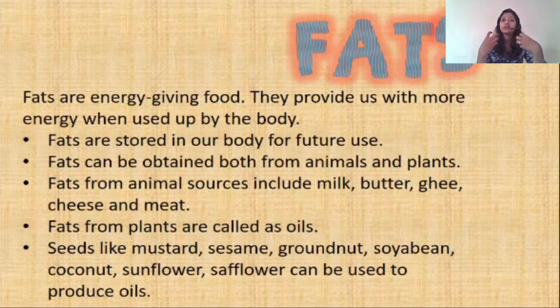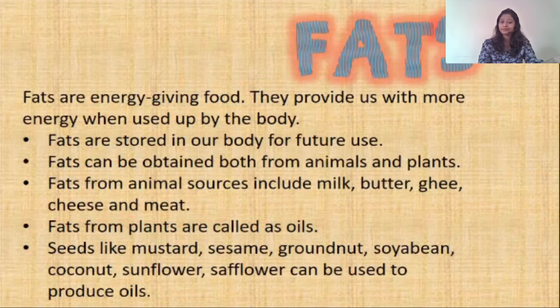Okay, so we know that if we want instant energy, we need glucose. Glucose is a form of carbohydrate, we have seen. So fats will deposit in our body. That's why we have to do regular exercise. Otherwise, we will become fatty. So to avoid that, we have to do regular exercise to burn up all the fats in our body. So fats are stored in our body for future use, and fats can be obtained from animals and plants.